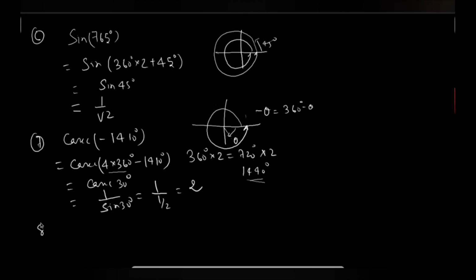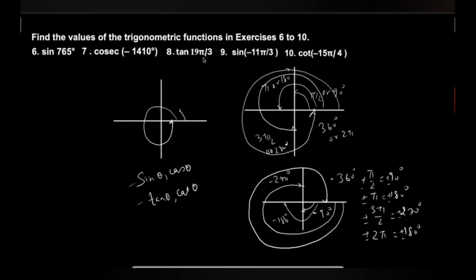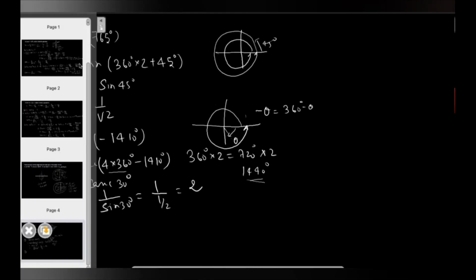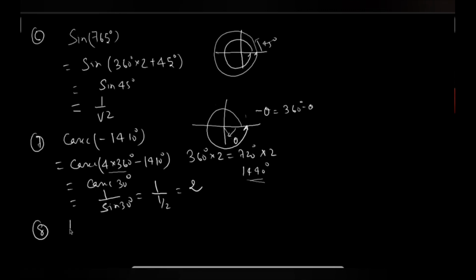Now coming to the third problem, which is tan of 19 pi by 3. Can I write it as tan of 6 pi plus pi by 3? Because 6 3s are 18 pi plus pi by 3. So this is what I did.